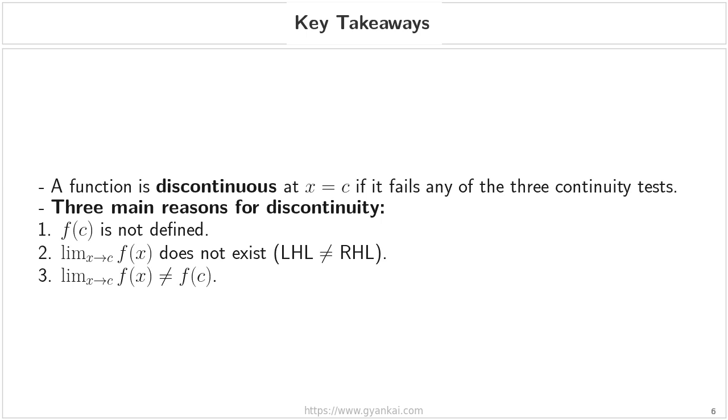Second, the limit of the function as x approaches c does not exist. As we discussed during the piecewise function example, this occurs specifically when the left-hand limit does not equal the right-hand limit. And third, there are cases where the function is defined and the limit exists, but the limit as x approaches c does not equal the function value at c. This was the scenario in our third example, where the limit and the actual point were at different heights.